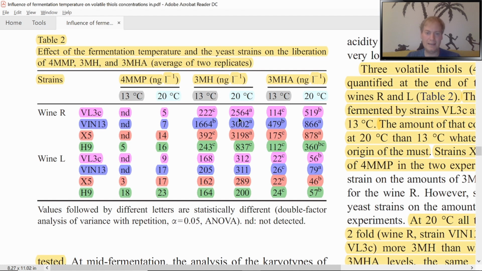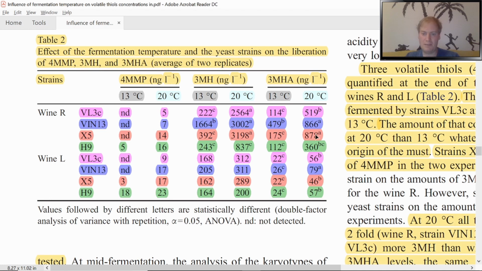Here we see clearly that at 20 degrees we have a much higher production of these 3-MH molecules compared to the 13-degree ones. So in this case here we have a 10-fold increase, and a 10-fold increase, 4-fold increase, and so on. So clearly higher levels at higher temperature.